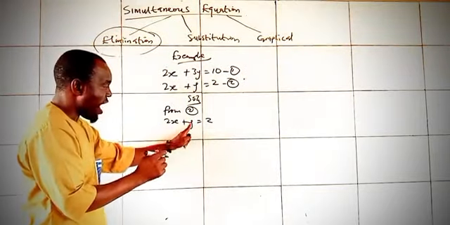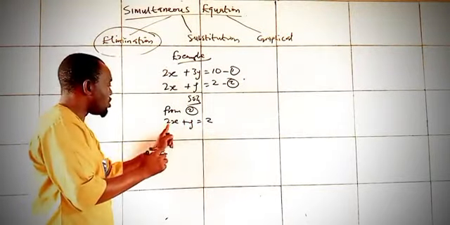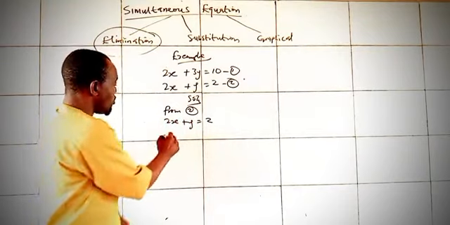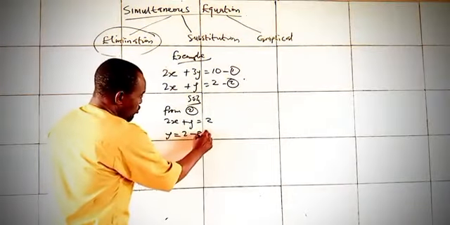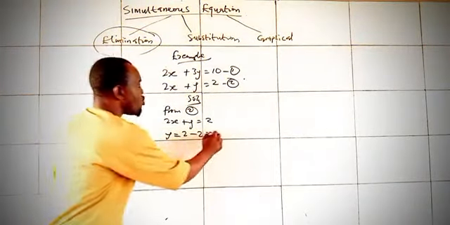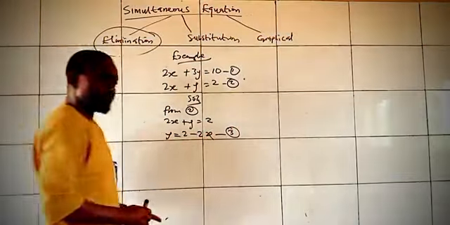So let's make y the subject of the formula. That is to say, this 2x will come to this side. We'll now say y is equal to 2 minus 2x, because when plus crosses the equal sign it becomes minus. So we'll now call this one equation 3.